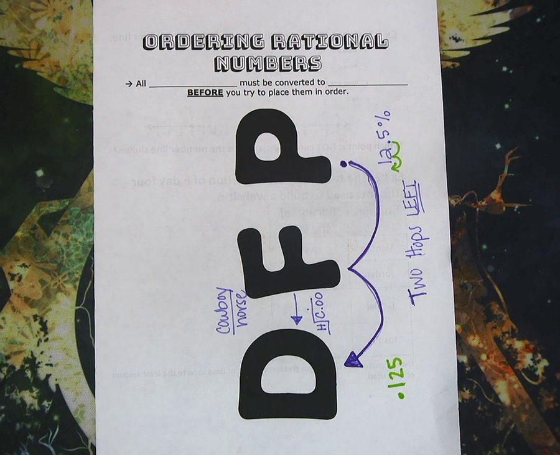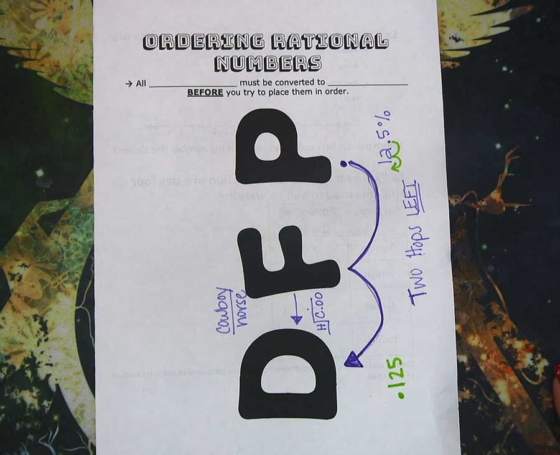Okay, today we're going to talk about ordering rational numbers, okay? Ordering rational numbers. So that's exactly what it means. We're going to put numbers in order. Sometimes the order might be large to small, sometimes the order might be small to large. So we have to read carefully to determine that.